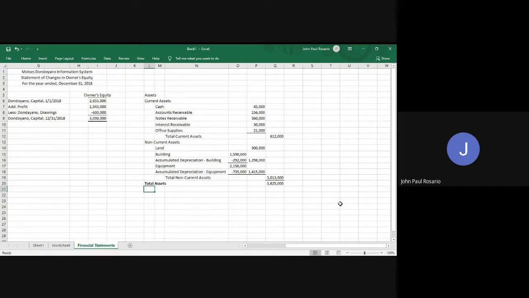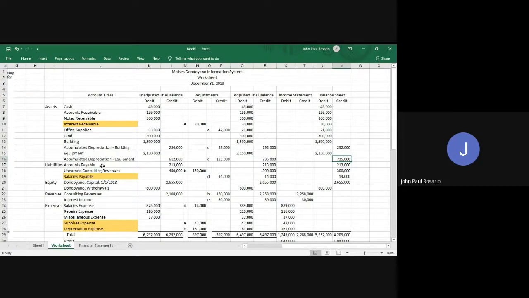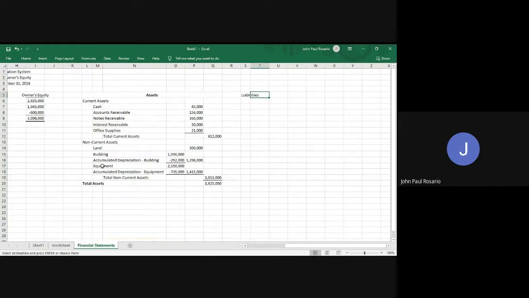And then on the other side, we align our liabilities and owner's equity. We have no current liabilities, so we go straight to liabilities. Okay, our liabilities are three.